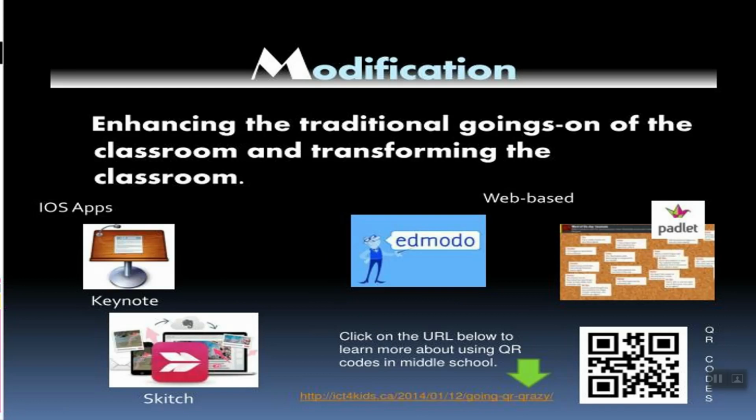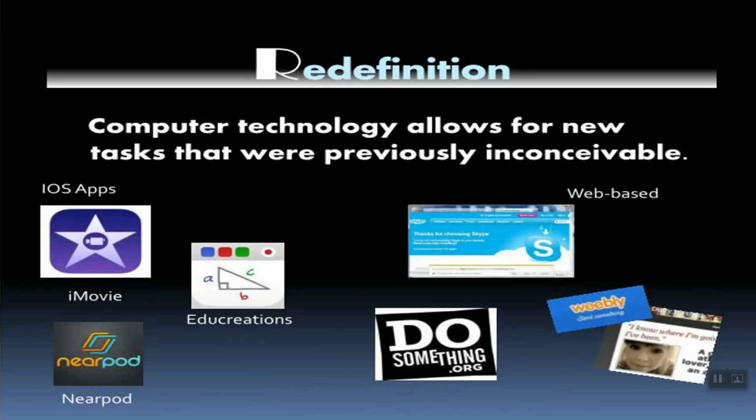The next level is modification. This is where you're enhancing the traditional goings on of the classroom and transforming the classroom. So you're starting that transformation here. Keynote and apps, Sketch, Edmodo is one that you can use, Padlet. These are things where you're using the technology and it's beginning to transform things that you possibly couldn't do before, but you're starting to be able to now, just not in as great of a depth as you would with redefinition. Redefinition is the highest level.